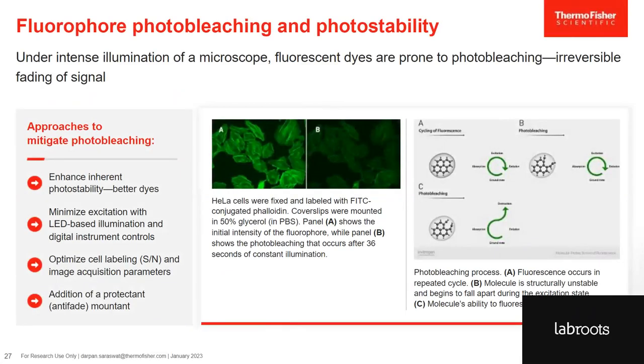If you have done immunohistochemistry before, you must have noticed photobleaching issues. What happens is that under the intense illumination of a microscope, fluorescent dyes are prone to photobleaching, the irreversible fading of the signal. Why does this happen? It happens because of poor dye choices. Some dyes are more prone to photobleaching. It can happen because of the intensity and time of illumination. The more intense the illumination, the faster the photobleaching. Or because of the formation of free radicals or reactive oxygen species. Exposure of dyes to light can generate free radicals or reactive oxygen species, particularly singlet oxygen. These can interact with the dye molecule to speed degradation.